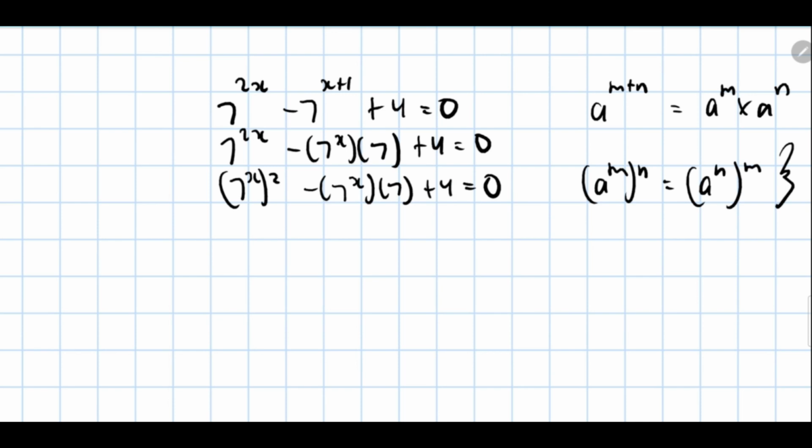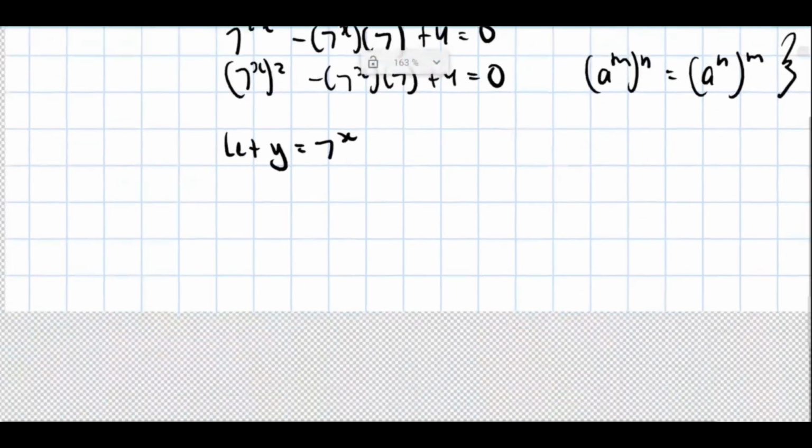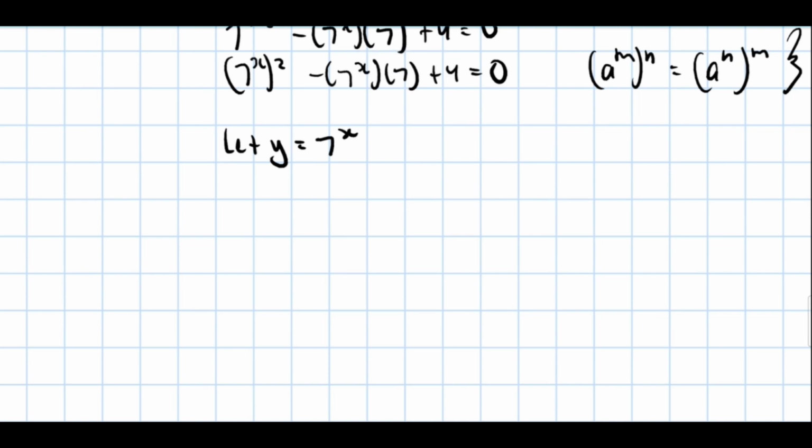Now, as you can see, we have one variable which we can substitute with a dummy variable. So 7 to the power of x will be equivalent to any variable you want. In this case, I'll be replacing it with y. So let y equal 7 to the power of x, and all the terms that have 7 to the power of x will be replaced with y. The reason we're doing this is that we can recognize this equation as a quadratic equation, and we know methods to solve quadratic equations very nicely. So y squared minus 7y plus 4 is equal to 0.